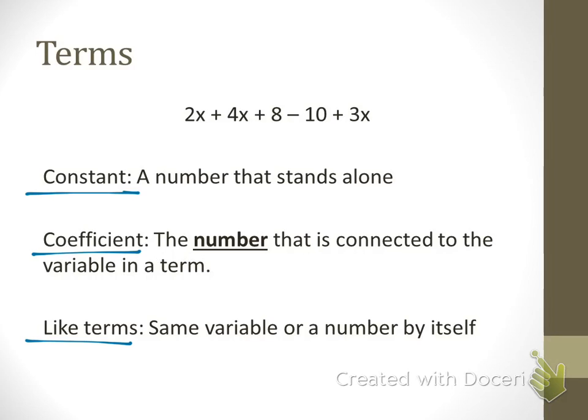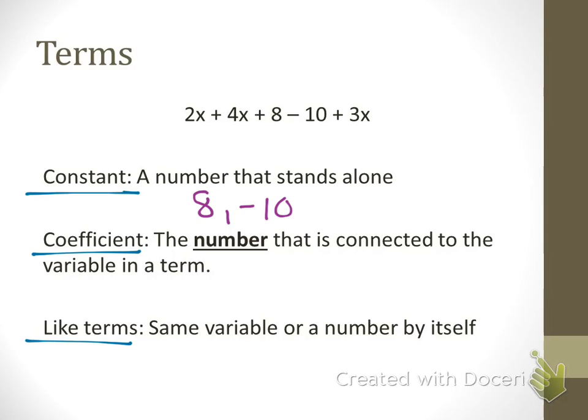Now, a constant is a number that stands alone. Does anybody see a number that stands alone in that expression? 8 and 10. Not 10. What sign is in front of that 10? It's a negative. So it's 8 and negative 10. Do you see that? You paying attention? So 8 and negative 10, I want you to write underneath the constants. I want you to write those as your constants, 8 and negative 10.